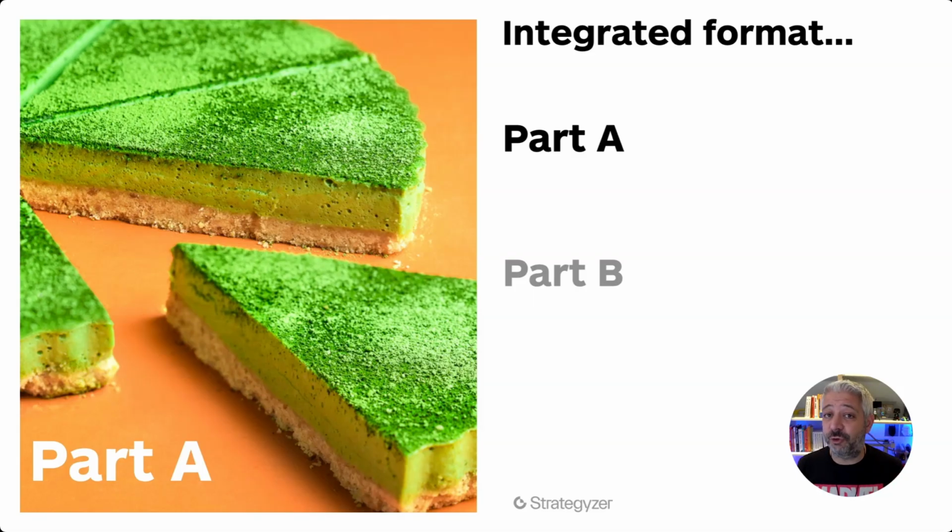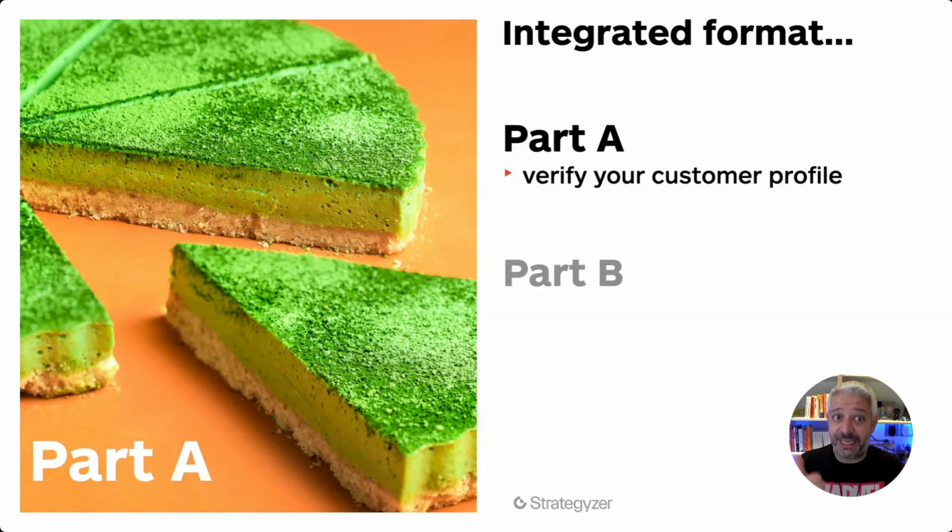It's an integrated format, but you can think of it as split into two parts. In Part A, we need to verify the customer profile that we created. We have this beautiful customer profile, but it's all assumptions made by the AI and you. So we need to actually confirm from a large number of people whether they have this particular profile, meaning jobs, pains, and gains.